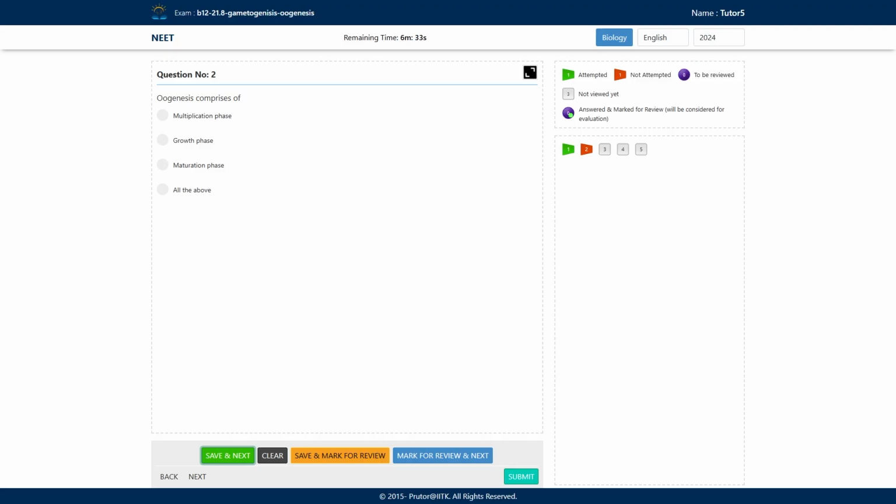Okay, here the correct answer will be all of the above. Multiplication phase, growth phase, and maturation phase. All these phases occur during oogenesis. So what happens in the multiplication phase?